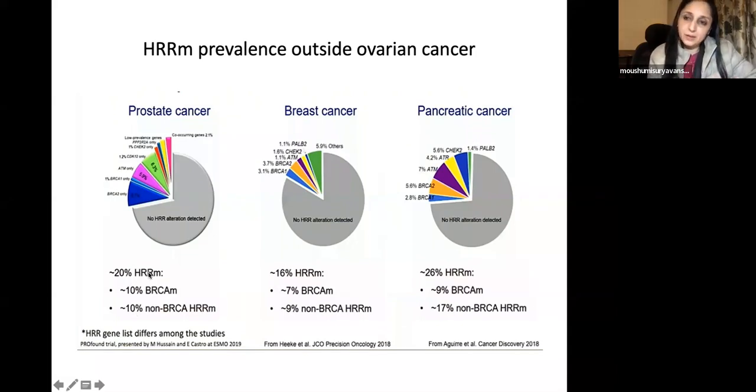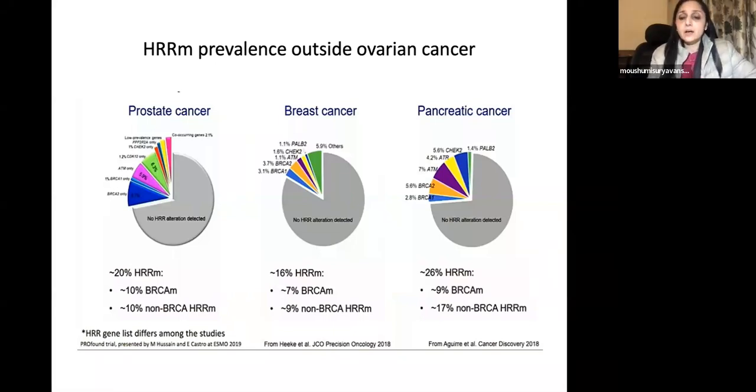These mutations, and I'm saying mutation, can be germline as well as somatic mutations. And your triple negative is around 16%, and pancreatic is around 26%. And of course, as you can see, the predominant ones are the BRCA mutants, and there are other non-BRCA HRR genes which also are found.